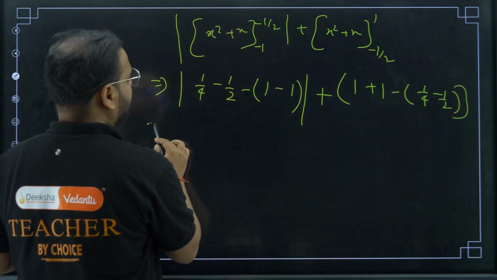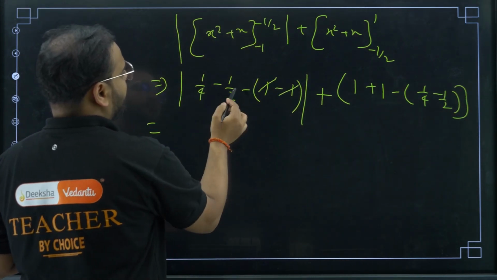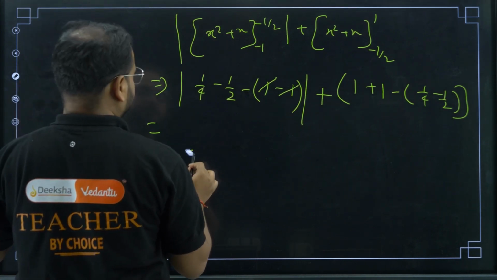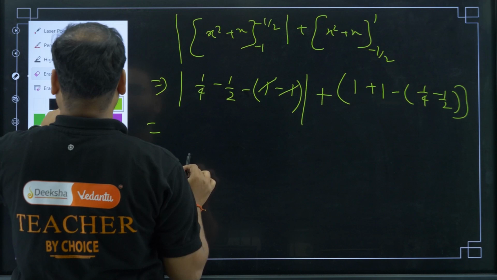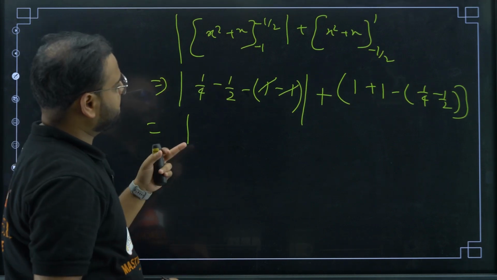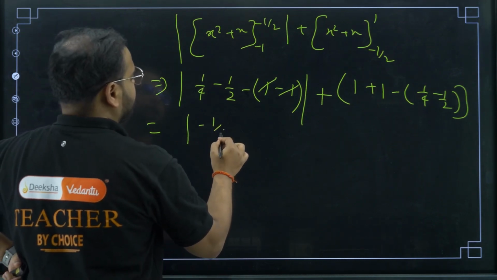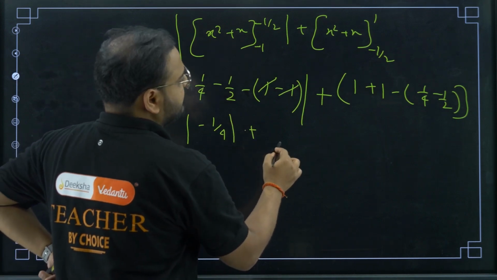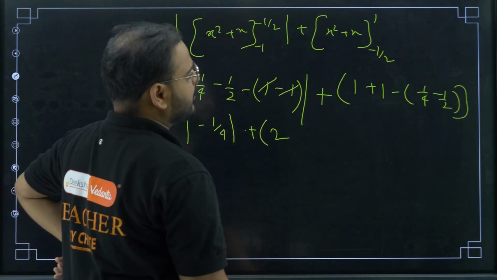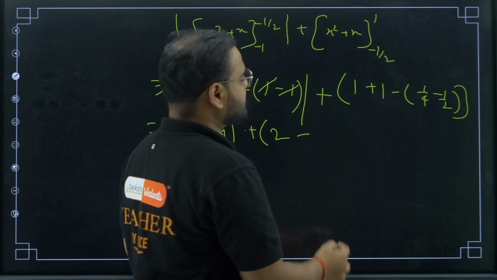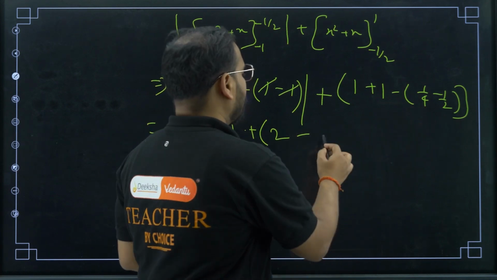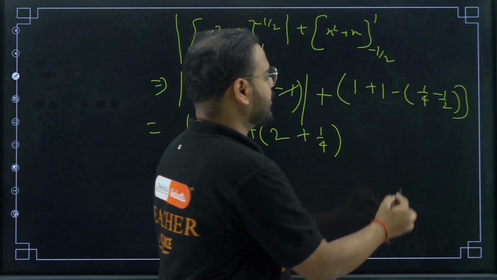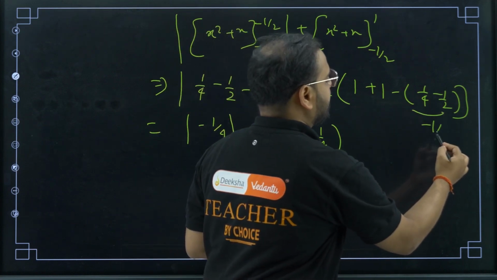Now have a look what I have over here left. This 1 and 1 cancel. 1 by 4 minus 1 by 2 is how much? It will be again minus 1 by 4, correct? Yes, in the mod, plus sign. So I have left 1 plus 1 is 2, and I have minus 1 by 4 minus 1 by 2, again minus 1 by 2, so it will become plus 1 by 4. This value will be minus 1 by 4.